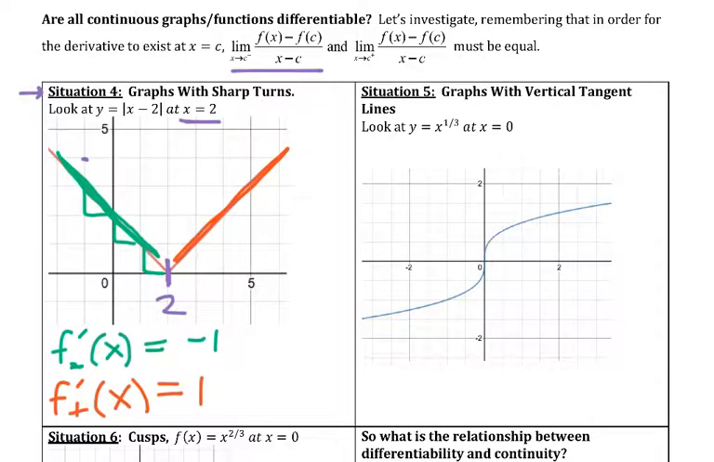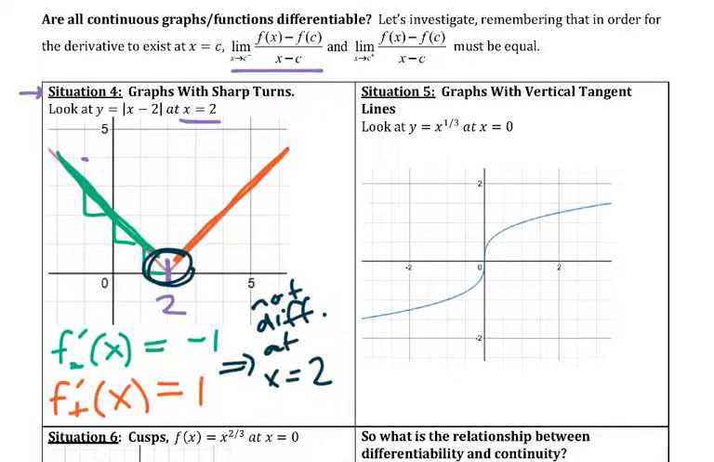Since these limits are not the same, since the derivative from the left and the derivative from the right are not the same, this function is not differentiable at 2. So we can say not differentiable at x equals 2, because the derivative at 2 doesn't exist. It has these two different limits. If the limits are not the same, the overall limit does not exist here. So the limit in the definition of the derivative doesn't exist there. That's why sharp turns don't have derivatives.